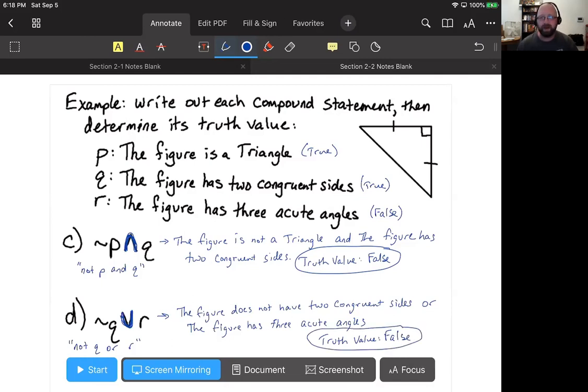That does it for the first half of section 2. We'll make a separate video for Venn diagram portion of this lesson.